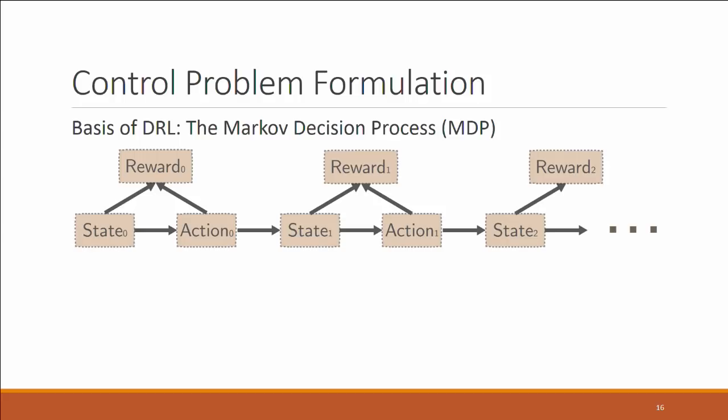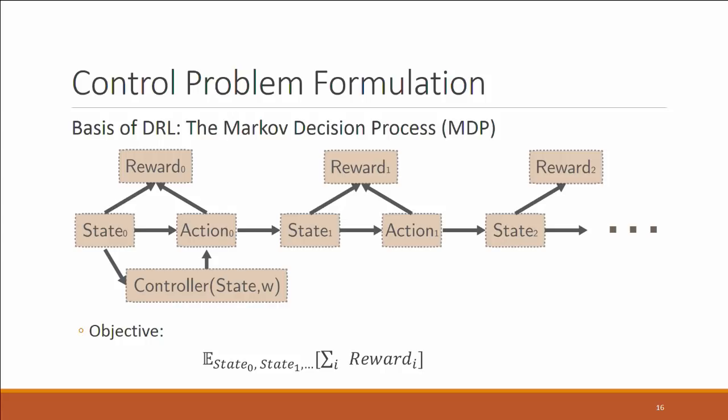The goal of control in this case is to maximize the cumulative reward. This is an expected reward because your controller is not deterministic. It's a stochastic controller parameterized by this vector W. So the problem of controller design, or controller optimization, is the maximization with respect to these parameters.